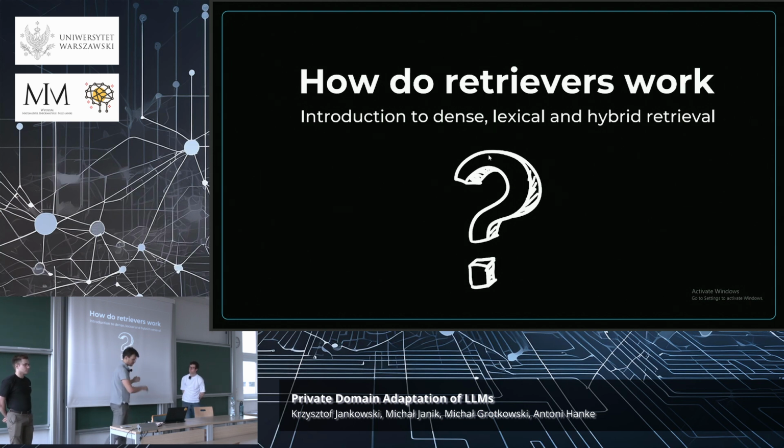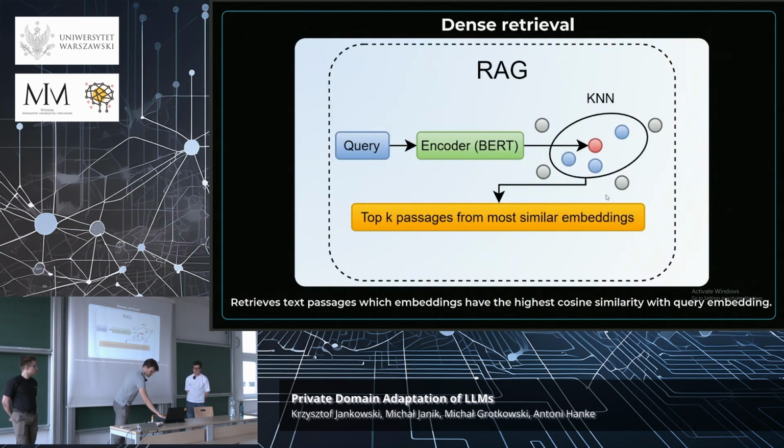How does this retrieval part work? We have a query, and we encode it to a vector. We have the embeddings of passages, and then we just look at cosine similarity and find the closest passages to our question.